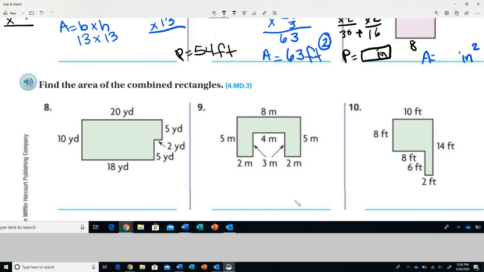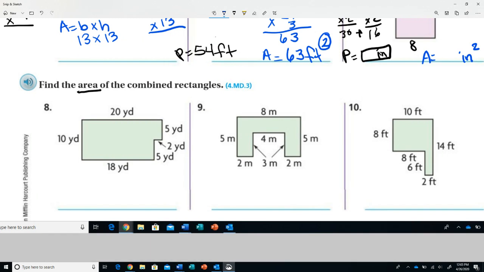It says to find the area of the combined rectangle. They're going to put all of the skills that they wanted you to show in the three questions that we just finished, 7, 6, and 5. Now in 8, 9, and 10, they want you to combine. But the good news is, we are only finding the area. So I'm going to stick with my blue for area right now.